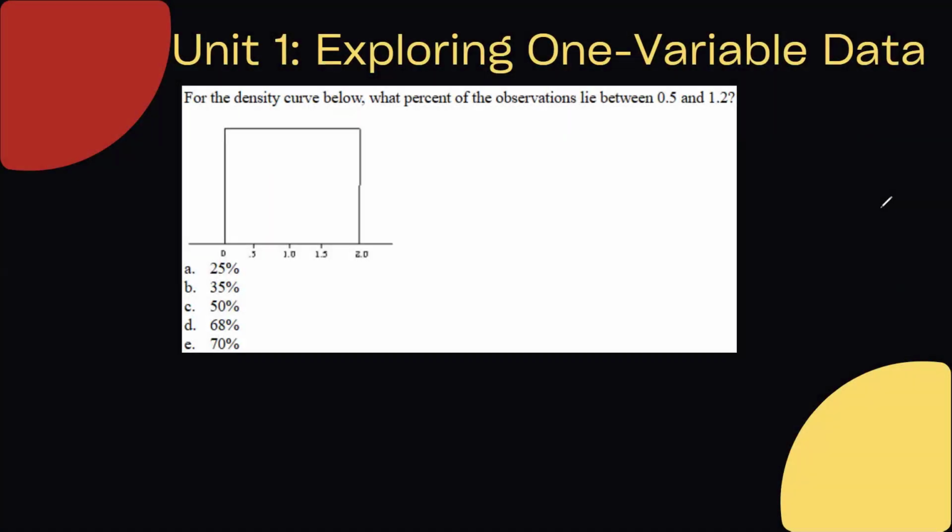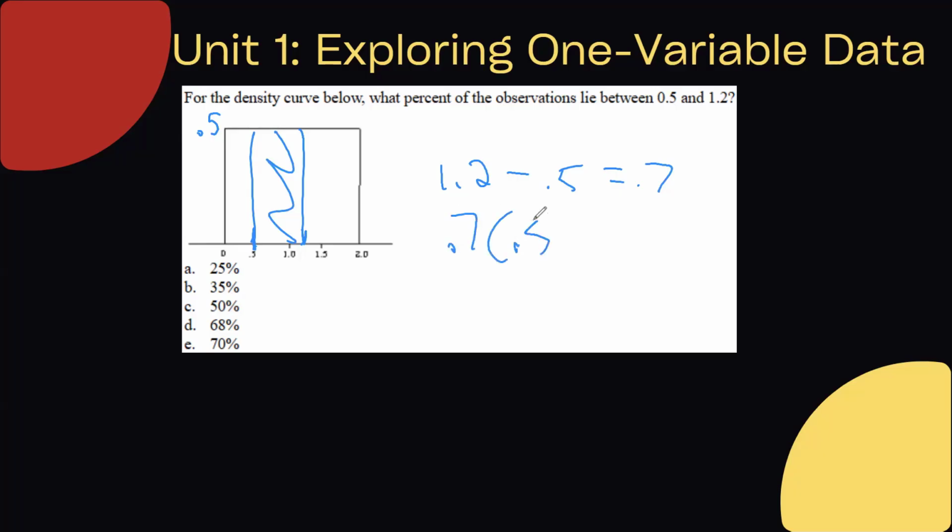For the density curve shown here, what percent of observations lie between 0.5 and 1.2? So if this is a density curve and it goes from 0 to 2, that means that the height has to be 0.5 right here. So if I go from 0.5 to 1.2, if I subtract those, I get the width of that interval, which is 0.7. And then I have to multiply the width of that interval times the height to get the area. So 0.7 times 0.5, or half of 0.7, is 0.35.